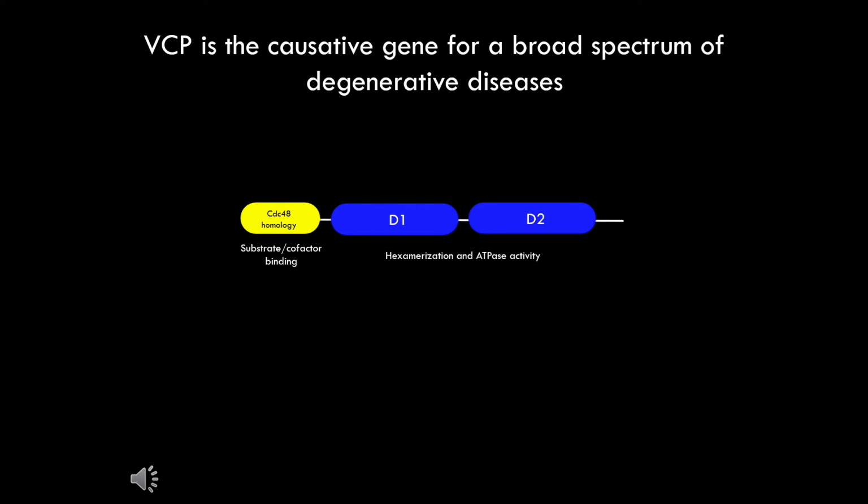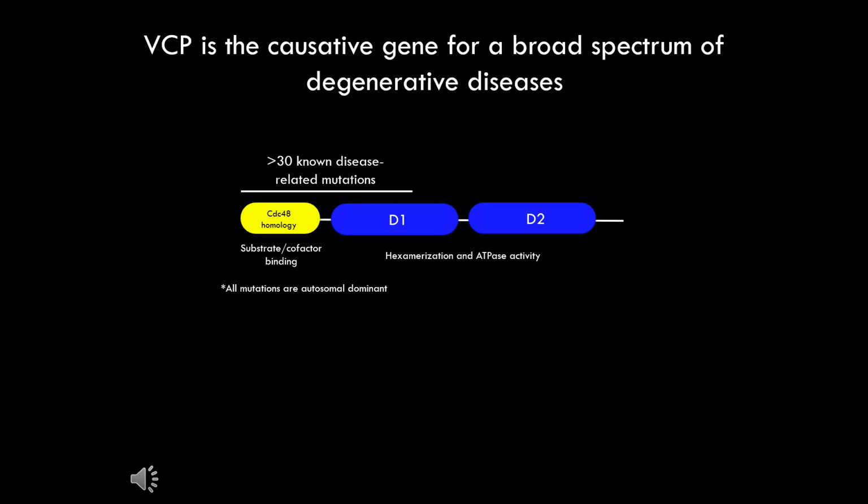VCP is a causative gene for a broad spectrum of degenerative disorders. There are currently more than 30 known disease-related mutations. Normally the VCP gene encodes for an ATPase enzyme which is utilized in the cell for a variety of functions that includes cell division, fusing membranes, apoptosis, and repairing DNA damage.